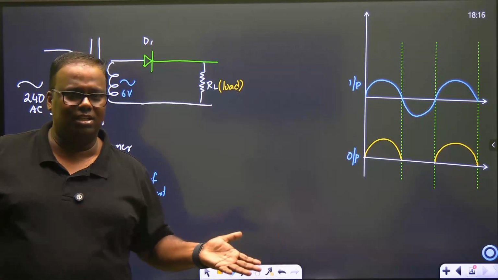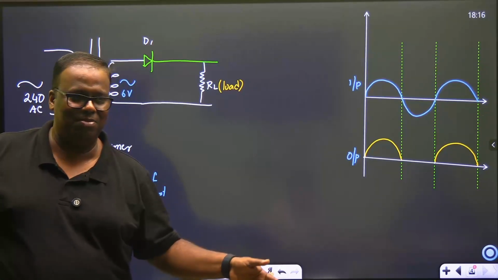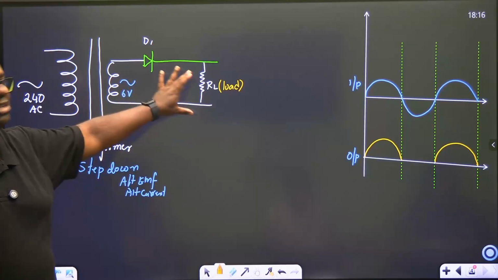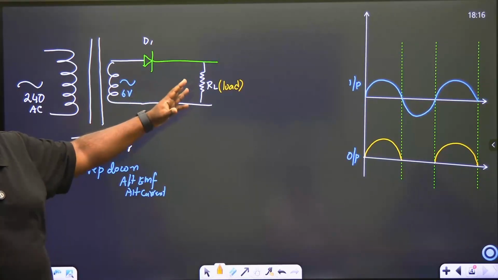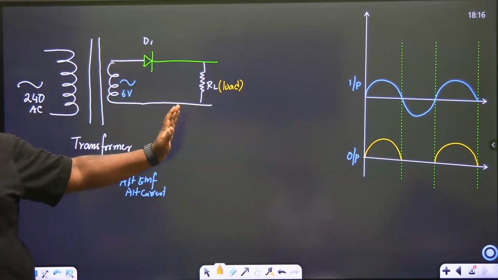You have designed a cradle. You'll say place the baby. We don't say baby, we say load. So put a load. This is a load. Ultimately, it has to drive a load, right? That load can be a modem. That load can be a battery charger, whatever it is. Arjun, clear? So we have got half wave rectification.